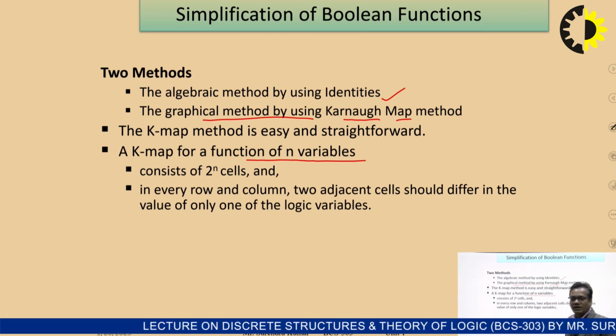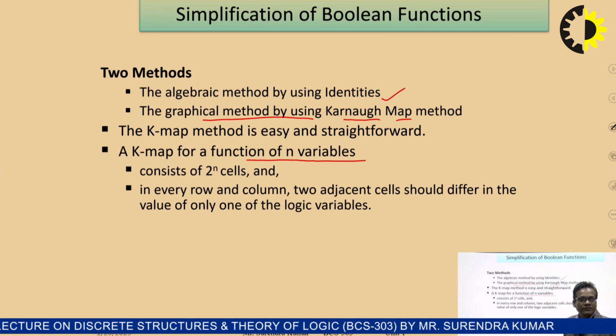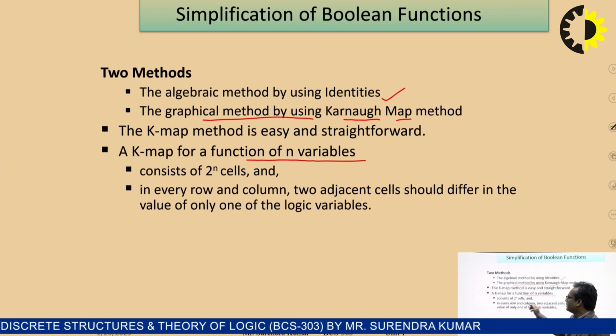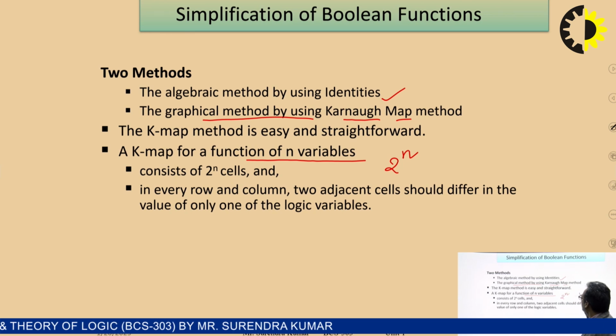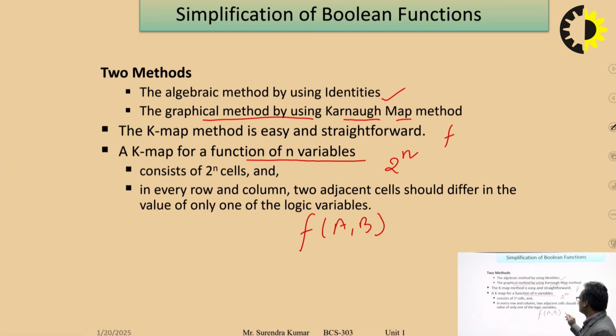So if a map has to be created for a function which is of n variables, the total number of cells will be 2 raised to the power n. For example, if you have a two variable function f with a and b, the total number of cells will be 2 raised to the power 2, that is 4 cells. In the same way, if it is 3 variables, it will have 8 cells, and if it is 4 variables, it will have 16 cells, 2 raised to the power 4.